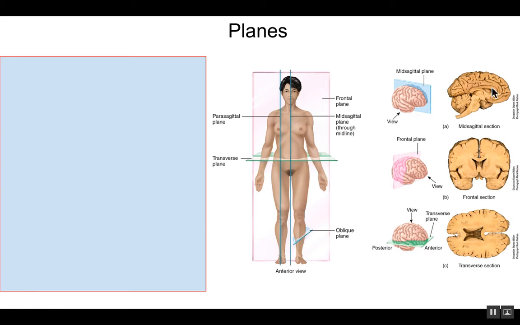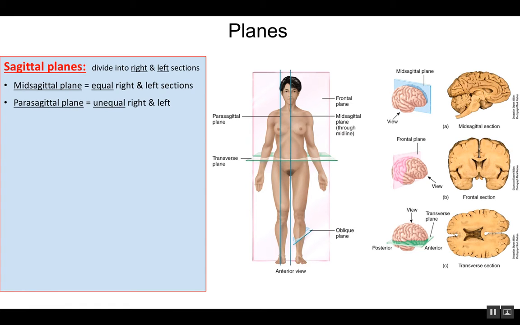We often study the brain in a number of different views. So if we're studying a brain, for example, in this picture here, we need to know what was done to that brain. It was a mid-sagittal section. So some of the terms to describe these planes include sagittal. Sagittal is a vertical line or vertical plane that divides an organ or the whole body into a right and left section.